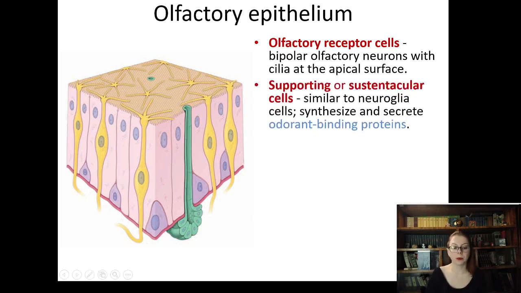The next type of cells are the supporting sustentacular cells. As you can guess, they mechanically support olfactory cells, as is obvious from their name, but what is especially interesting is that they produce odorant-binding proteins, and without those proteins, smell perception cannot be realized.